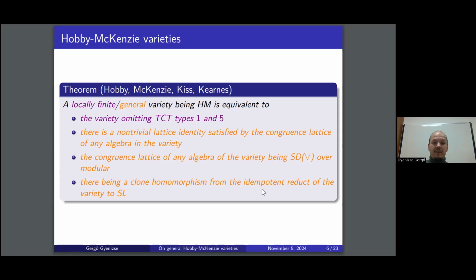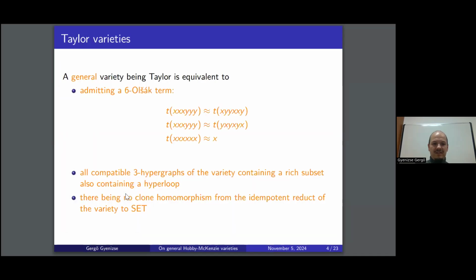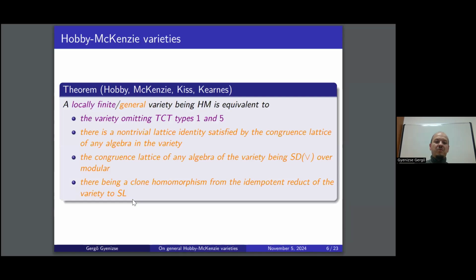And again, something that is similar to the Taylor case is a condition about clone homomorphisms: there being no clone homomorphism that goes from the idempotent reduct of the variety to SL. SL is the variety of semi-lattices.